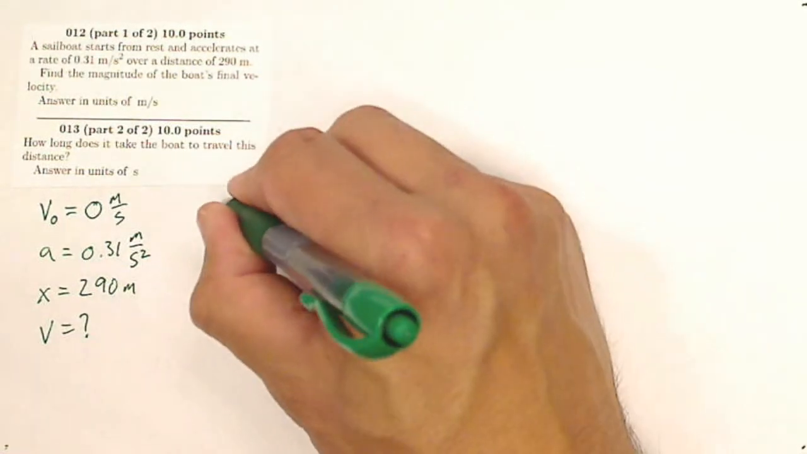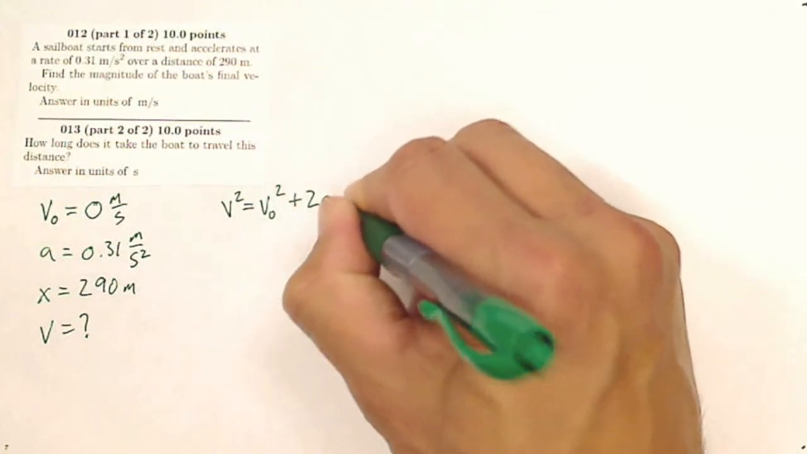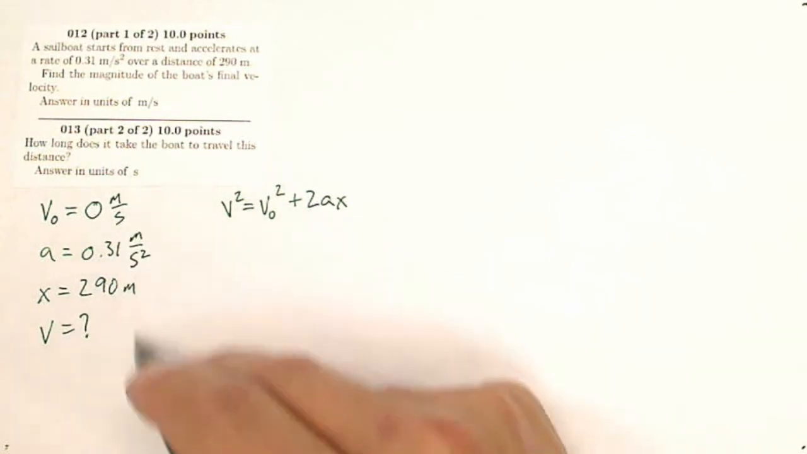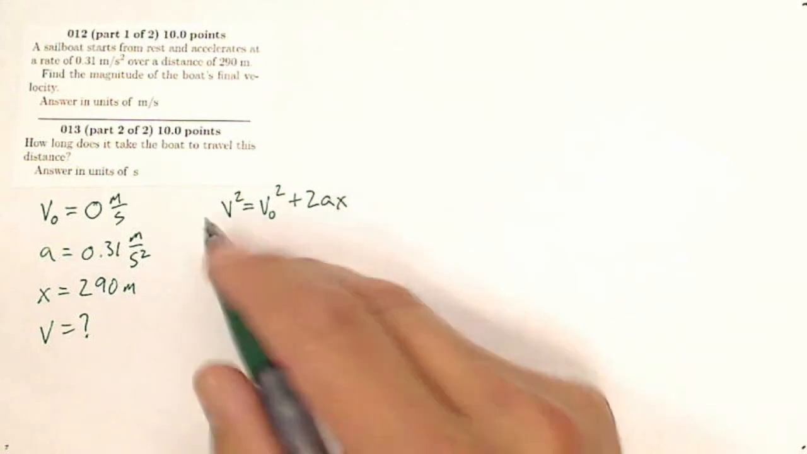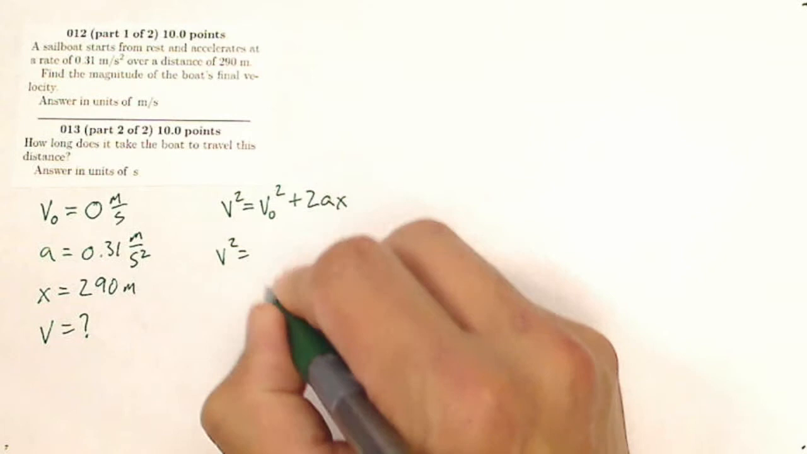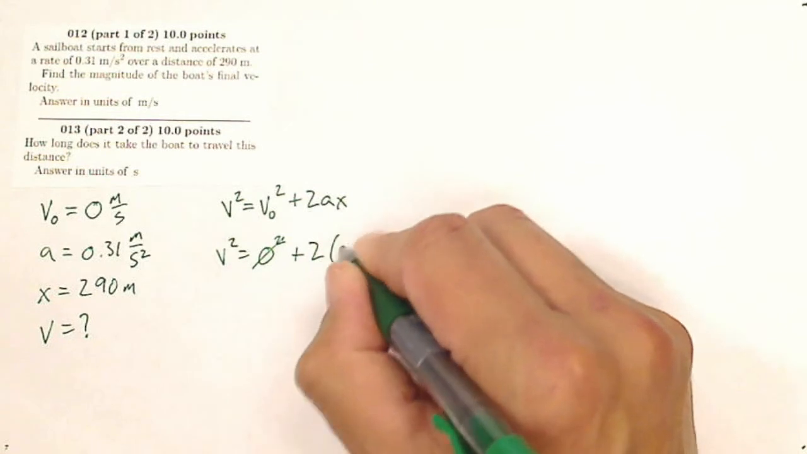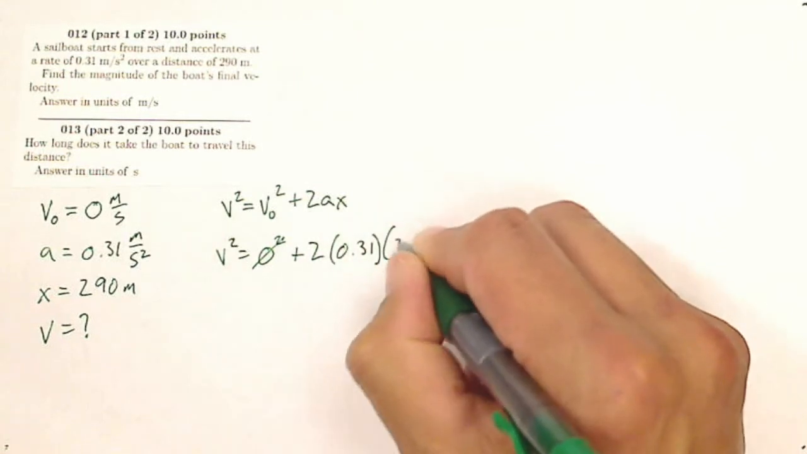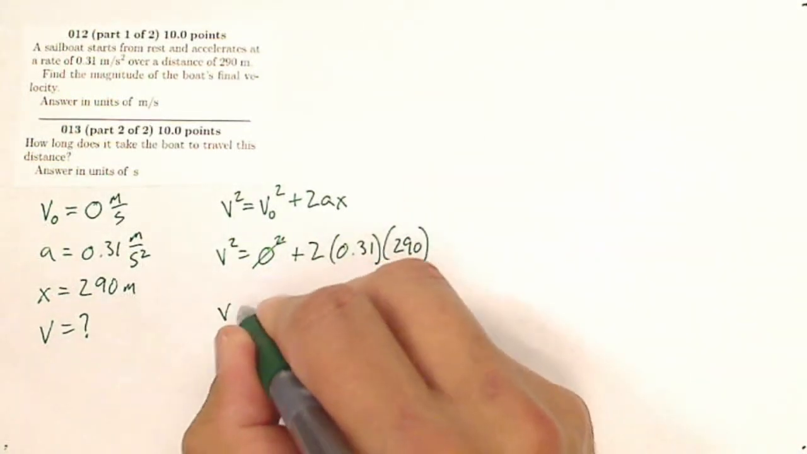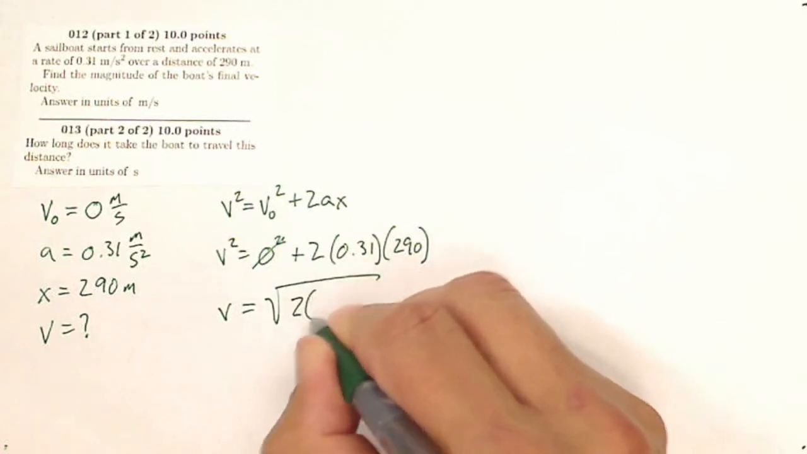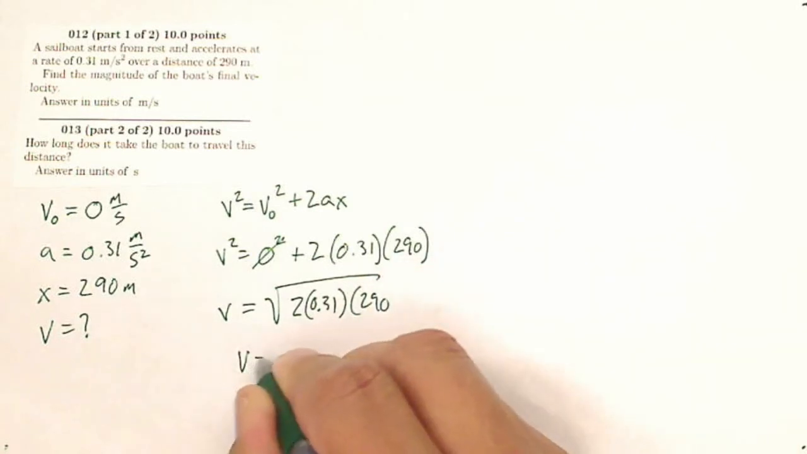Again, I'm using this equation, v squared equals v0 squared plus 2ax. Notice there's no time in this equation. So when I plug in my numbers, I'm going to be able to solve for my final velocity. So v squared equals v0 squared, which is 0 squared, so that's easy, plus twice my acceleration, 0.31, times 290 meters. When I solve for this and take a square root, my velocity is going to be the square root of 2 times 0.31 times 290. And that will give me my final velocity.